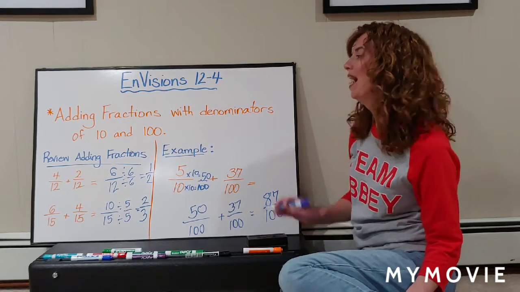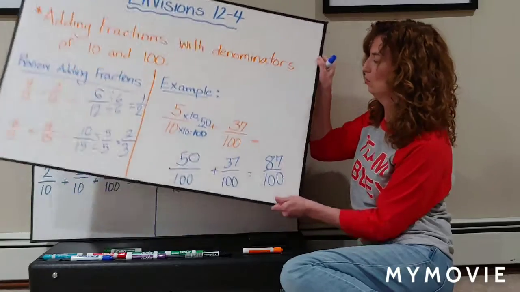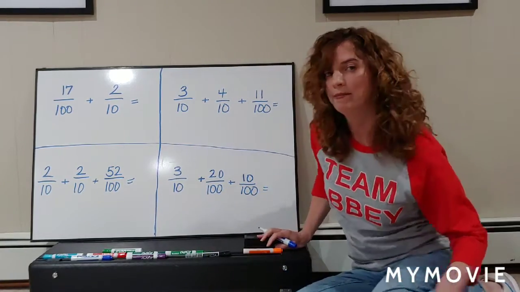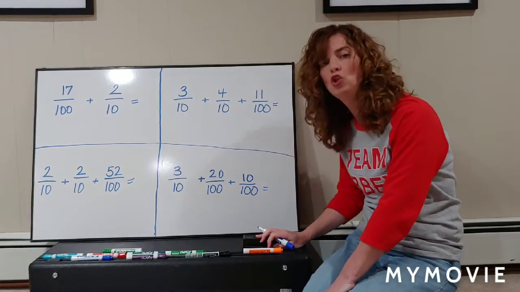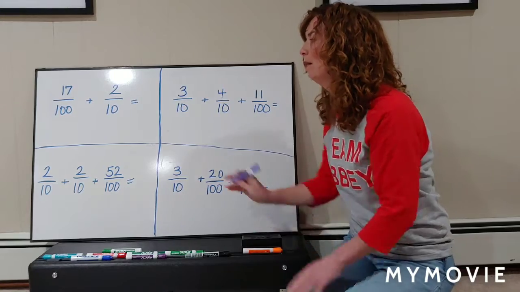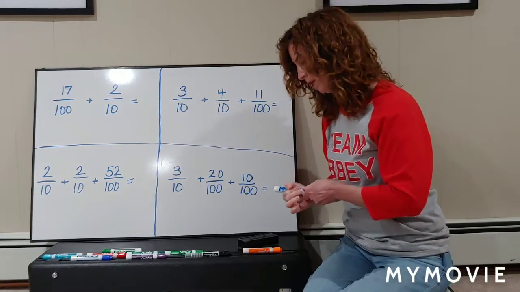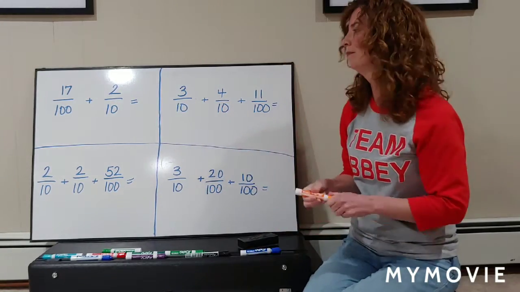And there's my example. I have some more examples on the next board to review. All right, first problem, 17 hundredths plus 2 tenths. Now I'm going to leave my hundredths. Well, let me change my marker so you can see it better. I'm going to leave my hundredths and I'm going to change my tenths to be hundredths, right?